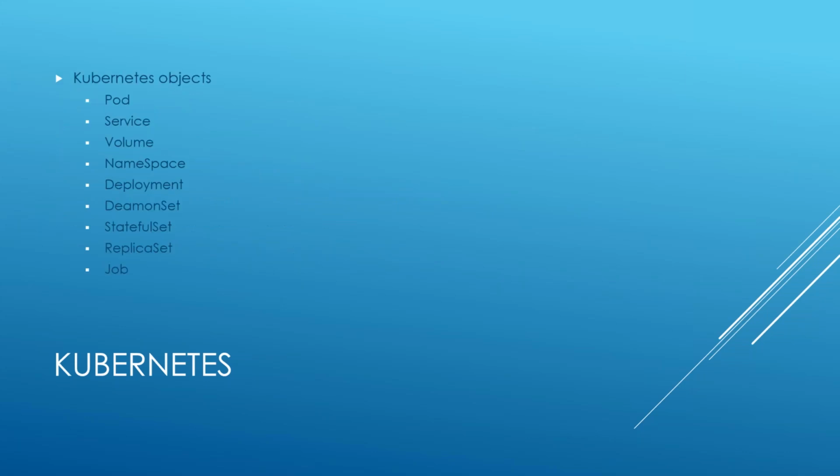And after that, we will discuss Kubernetes objects like pod, service, how you can attach volumes, persistent volumes, namespaces, deployment, daemon set, stateful set, replica set. These are the actual core Kubernetes objects. You should have a thorough understanding of all these objects.